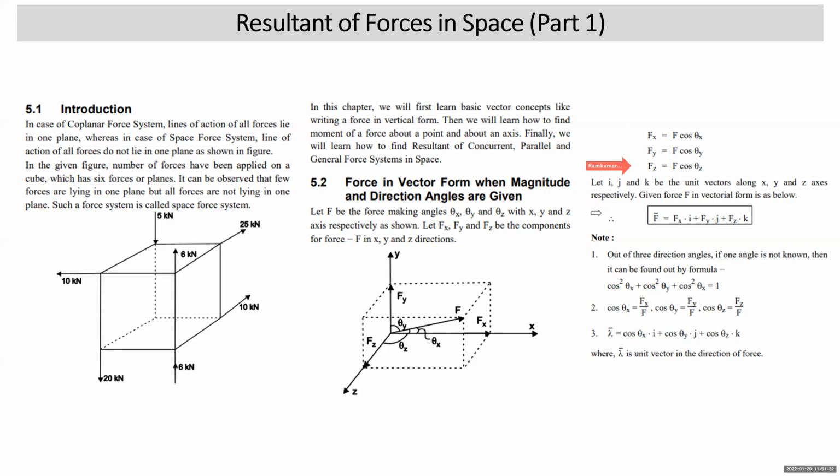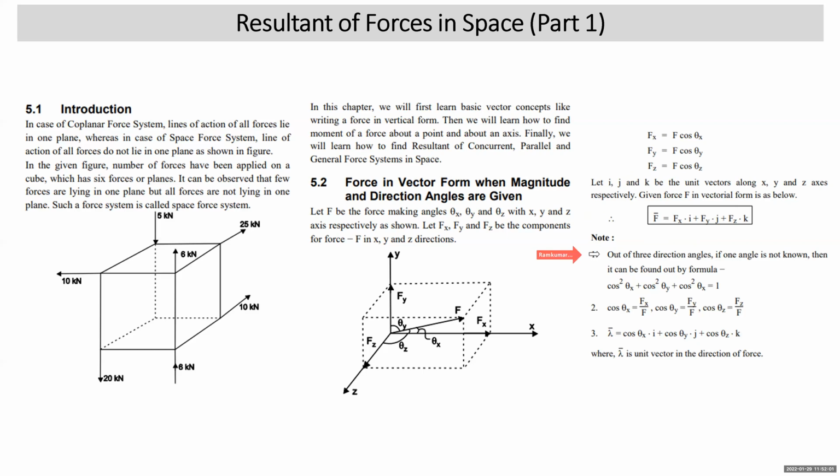So if you have the three components of the force in the x, y, and z directions, that is Fx, Fy, Fz, where i, j, k are the unit vectors in the x, y, and z directions, then force F can be written in vectorial form as F bar is equal to Fx i plus Fy j plus Fz k. Fx, Fy, and Fz are the components of force F in the x, y, and z directions.